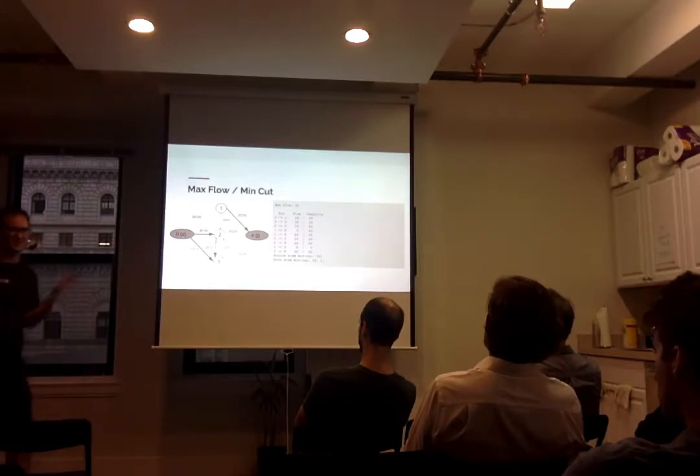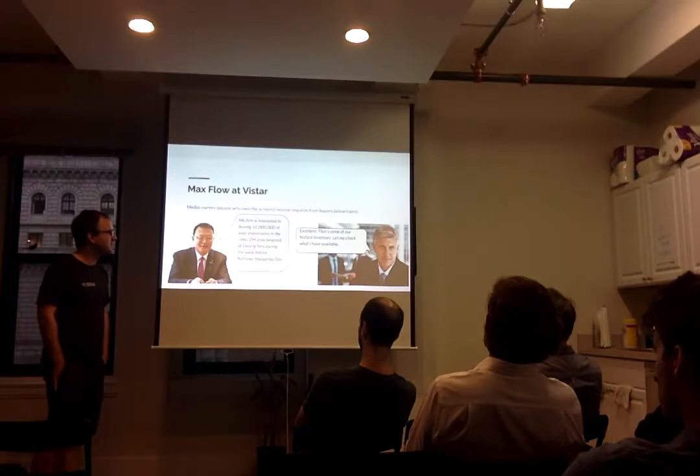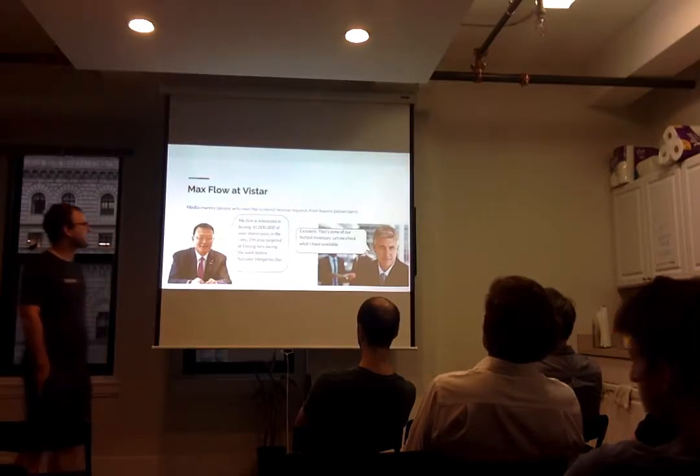So there's some interesting stuff here if you want to do further analysis of your network and find the bottlenecks. So how do we use max flow at Vistar?